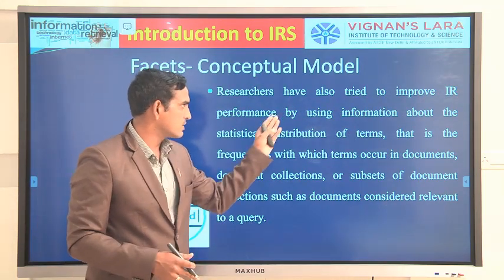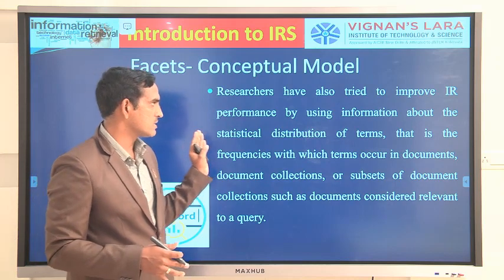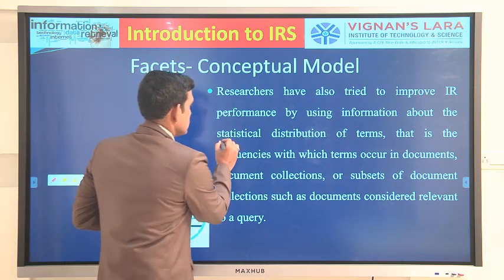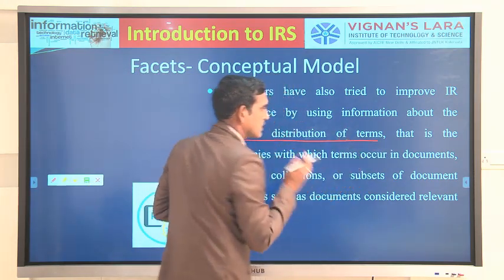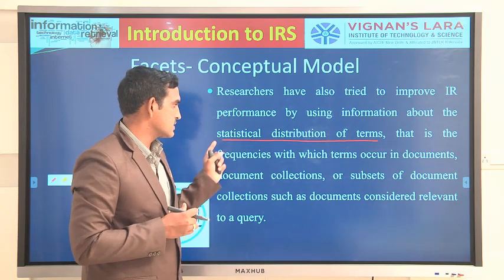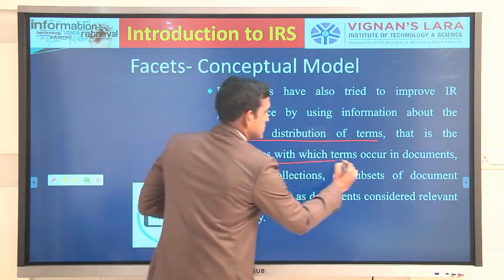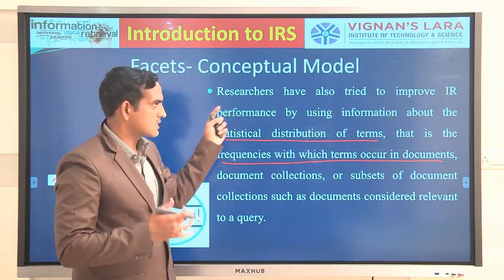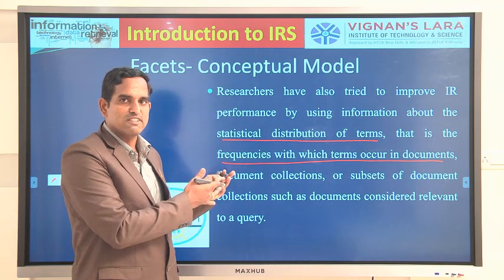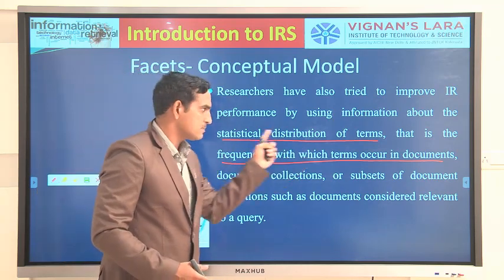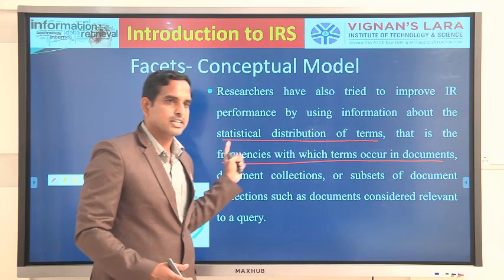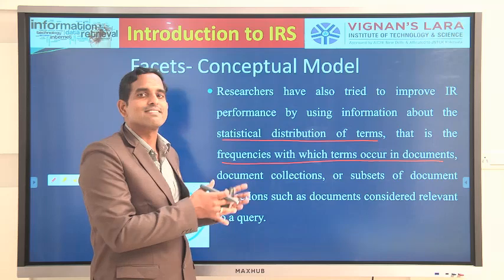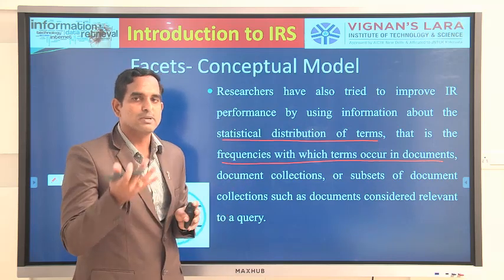Researchers have also tried to improve information retrieval systems by using information about the statistical distribution of terms, that is, the frequency with which the terms occur in documents. Not only the Boolean system, researchers tried to improve the performance by taking the frequency with which the terms are present in a particular document. For example, how many times "information retrieval" is present in this particular document. That would be the frequency.